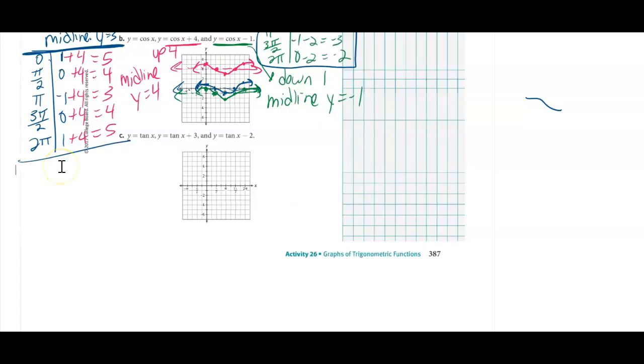We usually start by drawing your asymptotes. So the period is not changed, it's pi. So your asymptotes are not changed. They're at pi over 2, negative pi over 2. And then your y values from left to right are negative 1, 0, 1.